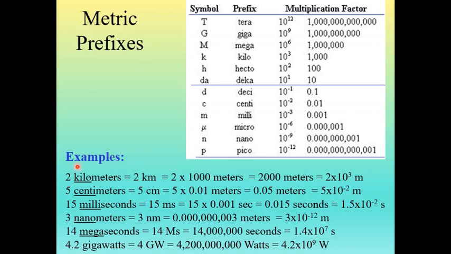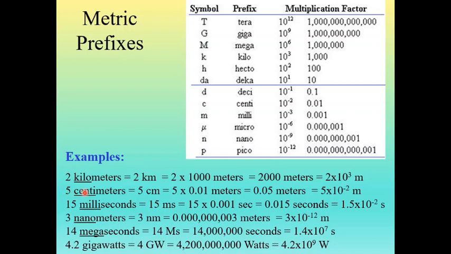So let's just do a couple examples here so you get the feel of this. So 2 kilometers. Well, kilo, remember, that means 1,000. Let's abbreviate this first with k for kilo and m for meter. So 2 km, or 2 kilometers. Well, remember, kilo is 1,000 from up here in the table. So that's 2 times 1,000 meters, which is 2,000 meters. And if we want, we can even write that in scientific notation as 2 times 10 to the 3rd meters.